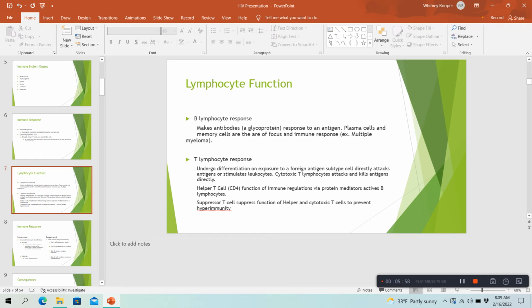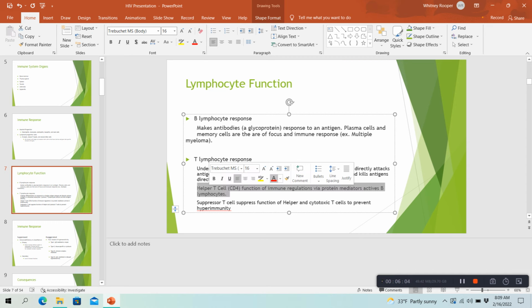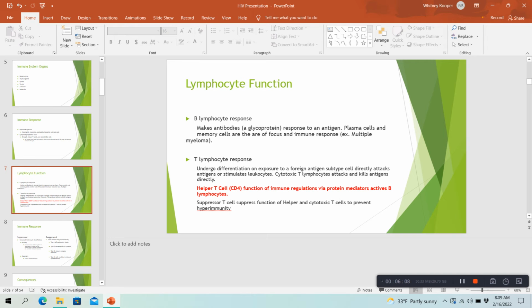Then we have the helper T cell. You need to know this one. We're going to discuss it today. The helper T cell is the CD4 cell that we'll talk about a lot. This is the one that, when a pathogen enters, says, oh crap, something's going on, and it alerts the B lymphocytes. So it's that trigger for the B lymphocyte to respond.